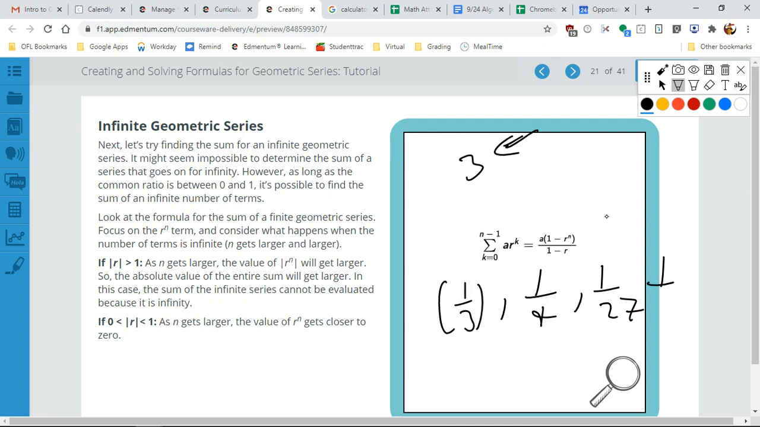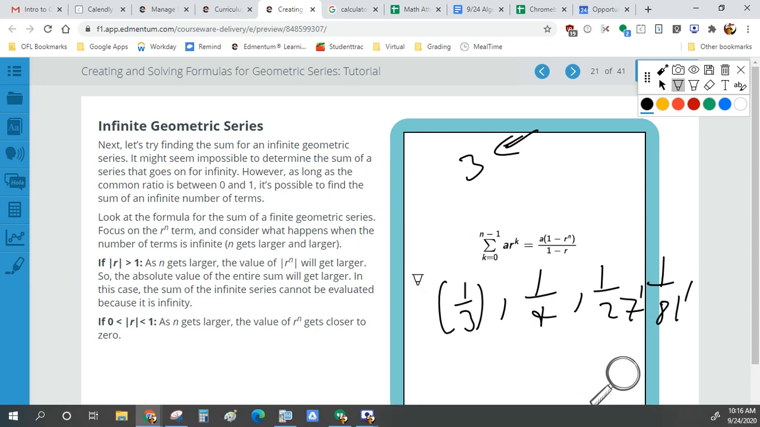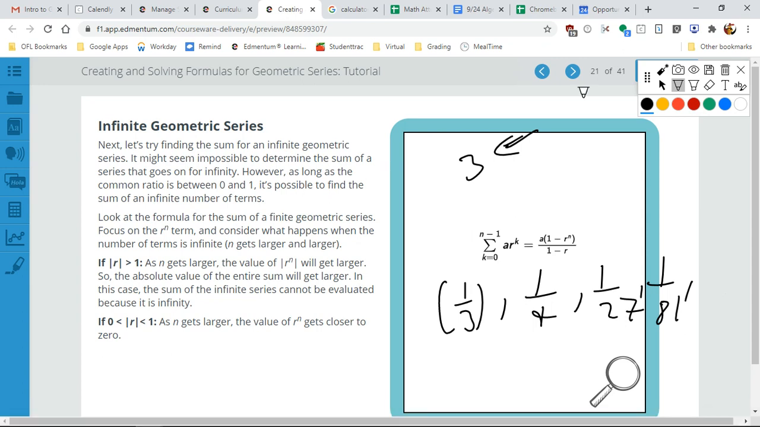I don't even know what would be next. Oh, 81. I think so. Let's pretend I'm right, even if I'm wrong. But I'm pretty sure that's the last one I remember. Next one, 1 over 243. Yeah. Yes.